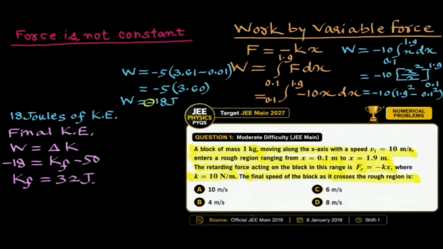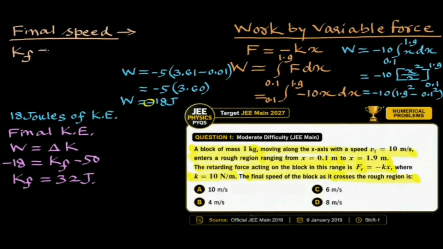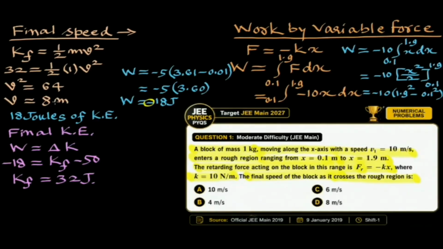Now let us find final speed. Kf equals half mv square. 32 equals half into 1 into v square. V square will be 64. V will be 8 meter per second. Hence, the correct answer is D, 8 meter per second.